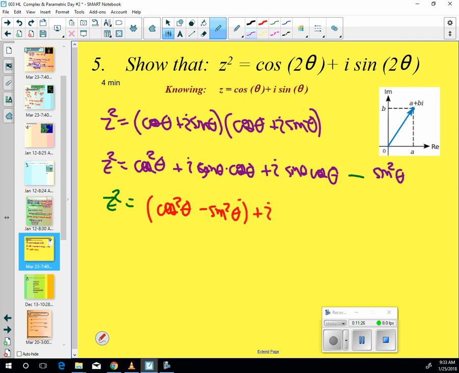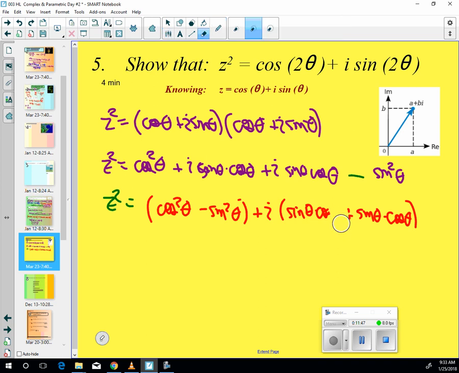I put the sine theta cosine theta plus the sine theta cosine theta together, which is going to be how many sine theta cosine thetas? Two of them, right? So I'm going to take this out.